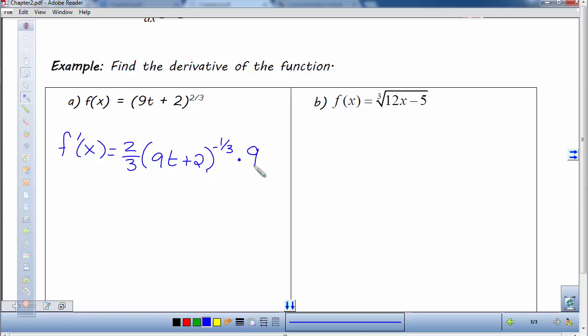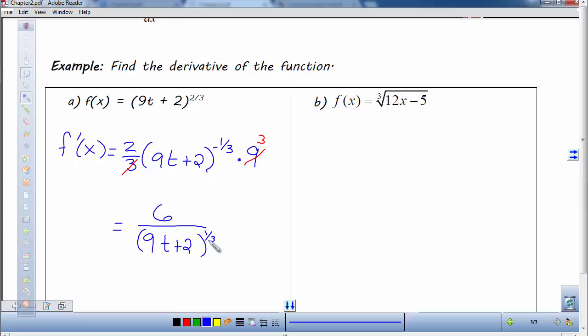All right, so to simplify, I'm going to cancel the 9 and the 3. The 9 and 3 leaves me with a 3. And so we get 6 over (9t plus 2) to the 1/3 power. Okay, questions about that? As a radical, you mean? Yes, we could write that as the cube root of 9t plus 2.